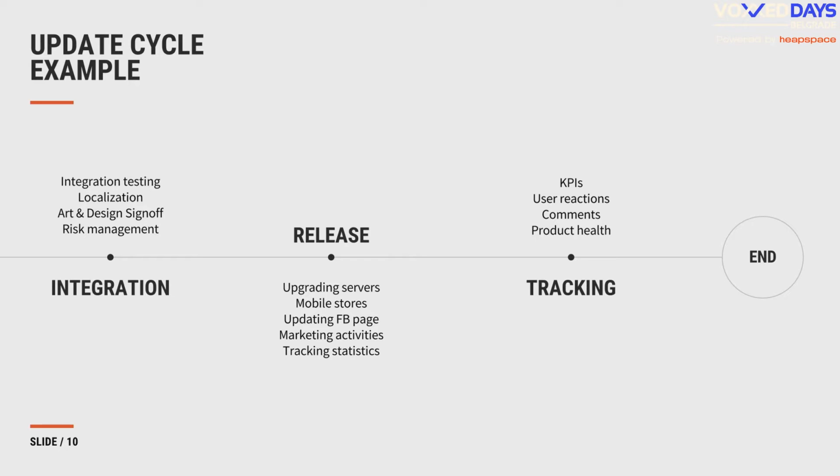Everything is integrated with other features that were developed at the same time. We do a localization of all text assets. And we do final art and design sign-off. What is this milestone for us? This is the last time we can do any change in design and art before we release. We can do it more after release, but before we release the first version of this feature, this is the last time.